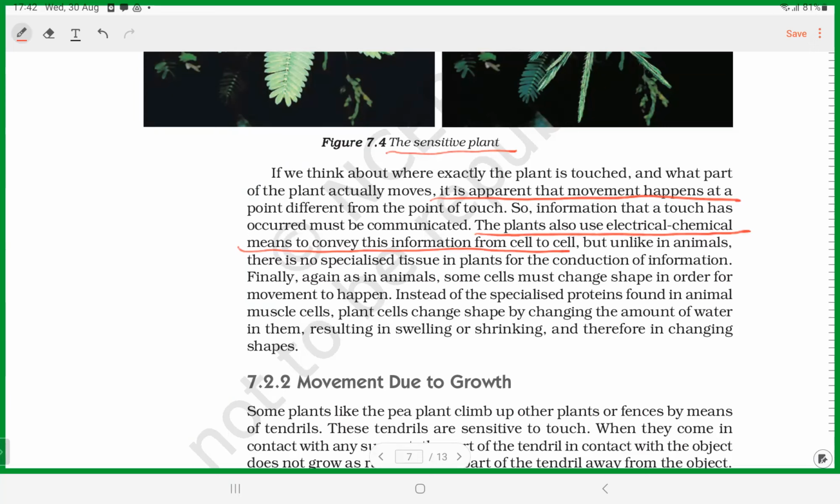Of course, is this nastic movement or trophic movement? It is nastic movement, because with the opening and folding, the plant is not going to grow. Can you understand? So this is one example of how a plant coordinates based on its external stimulation. Okay, fine. What next example are they giving?